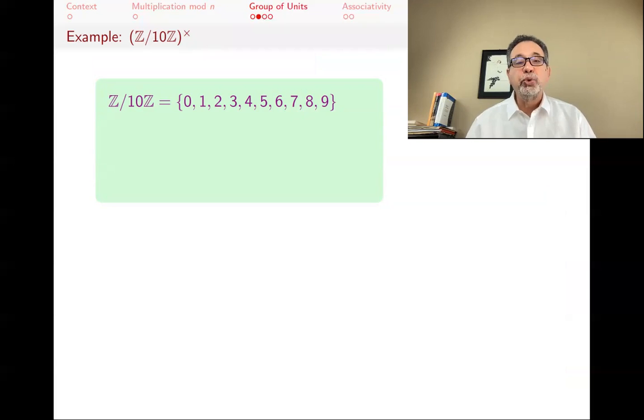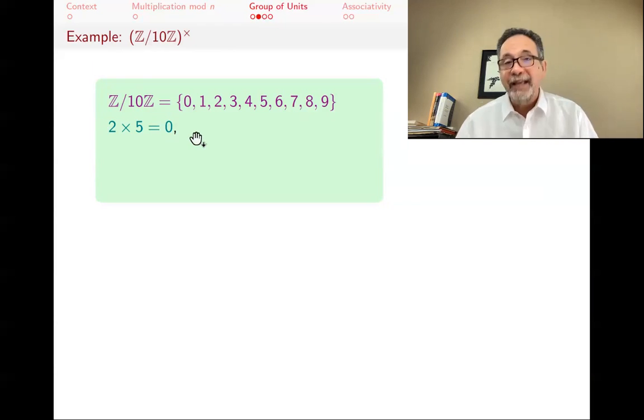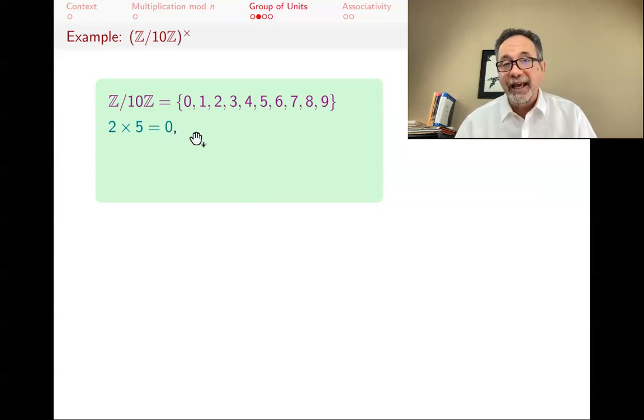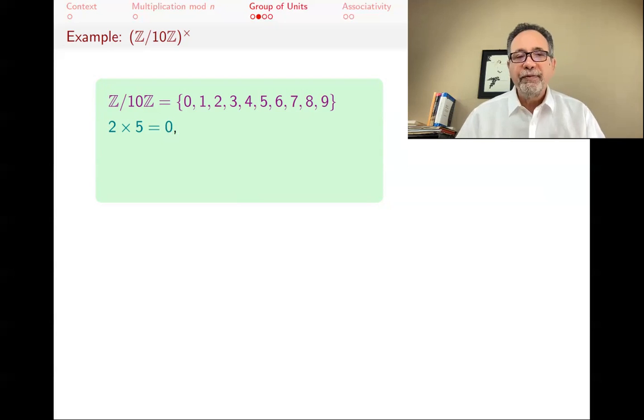Let's see what the units of Z mod 10Z are. Z mod 10Z itself is 0 through 9. Which ones of those are units? We'll notice that 2 times 5 is 0, because again, here we're doing multiplication mod 10. In number theory, you wouldn't write 2 times 5 is 0, because that just seems wrong. You would write 2 times 5 is congruent to 0 mod 10 to emphasize the fact that you're working modulo 10. In group theory, we think of it as if you're living in this group, this is your operation. This is how you multiply elements. So 2 times 5 is 0.